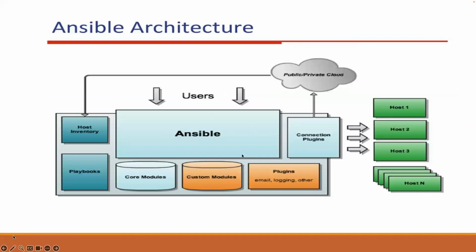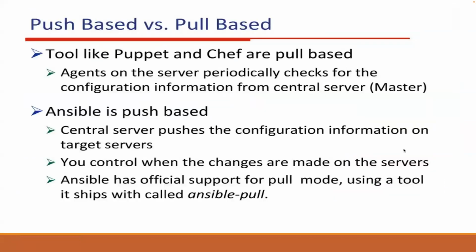Ansible architecture, I already told you, right? It has Ansible, connection plugins, playbooks, and hosts. So it will apply to the hosts, meaning target groups. Now push based versus pull based. Tools like Puppet and Chef are pull based, agent based. Agents on the server periodically check for the configuration information from the central server.